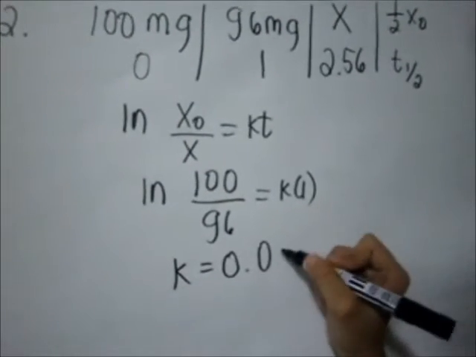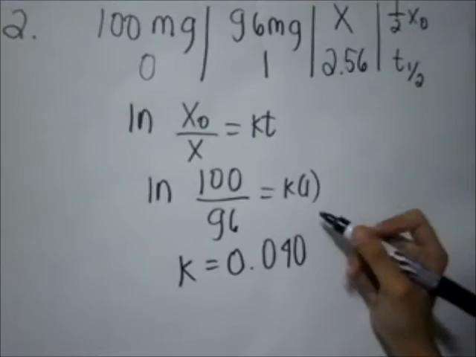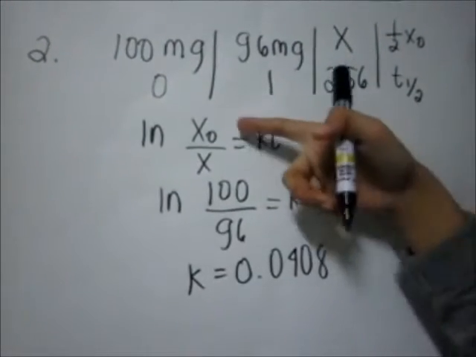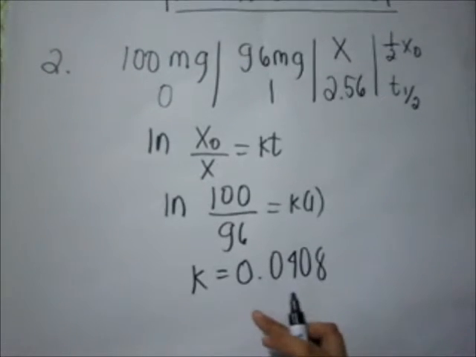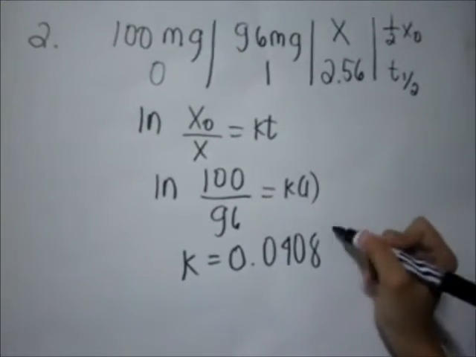So, as you can notice, it is just the reverse of the growth. The numerator will be the x naught and the denominator will be the x. So, the value of k is 0.0408 per century.